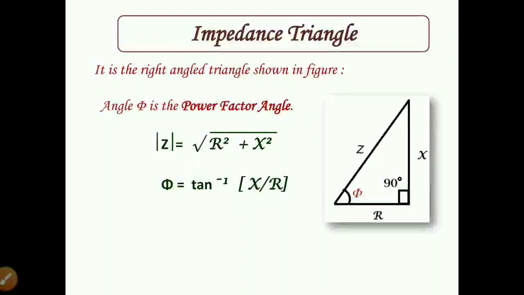From this right angle triangle, which is impedance triangle, tan phi will be equal to X by R. From here, phi will be equal to tan inverse X by R. Similarly, we can find cos phi, which is power factor. Cos phi will be equal to R by Z.